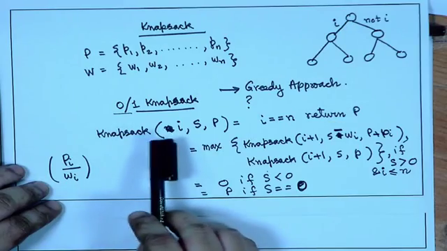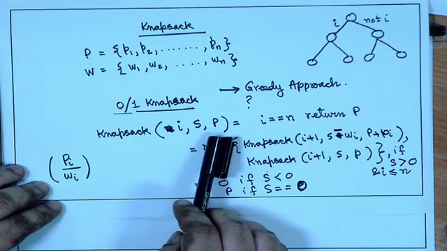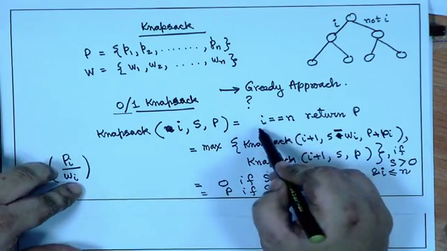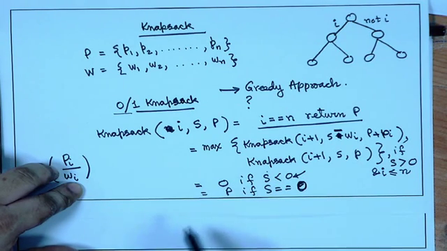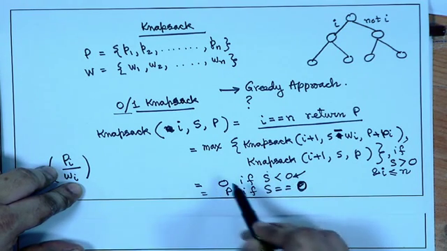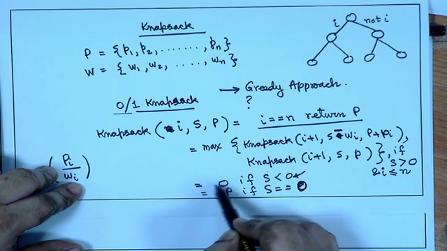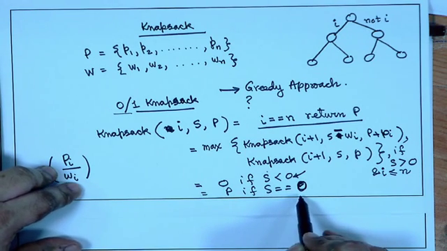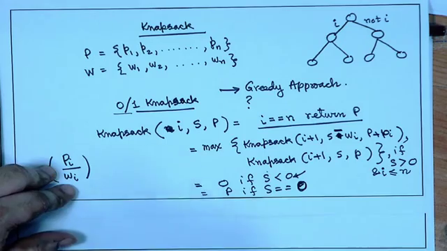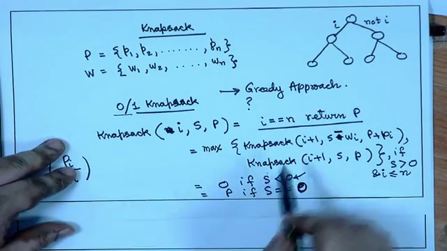So, if we come back to the knapsack problem, as we have defined it here, knapsack I, S, P, there are three base conditions. If I is equal to n, return P. If S is less than 0, return 0. Sorry, actually if S is less than 0, you return nothing, 0. Otherwise, you return P if S is equal to 0. That is, you have filled up the full capacity of the sack. Otherwise, you have to branch in two directions.